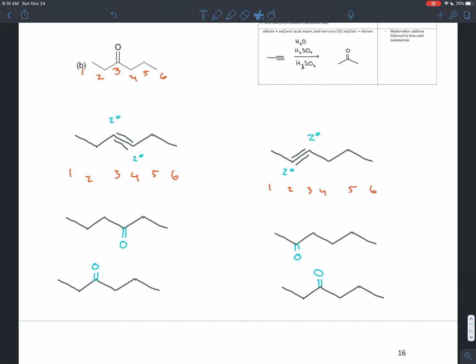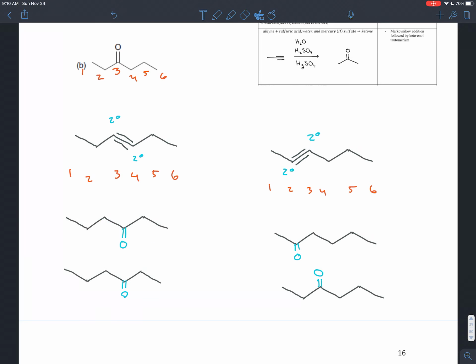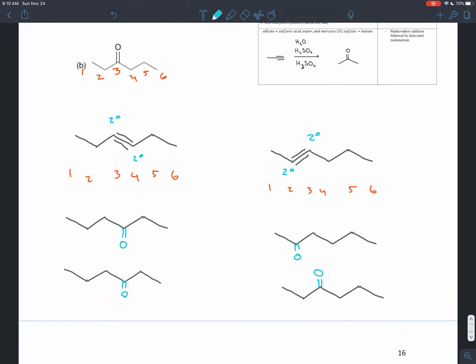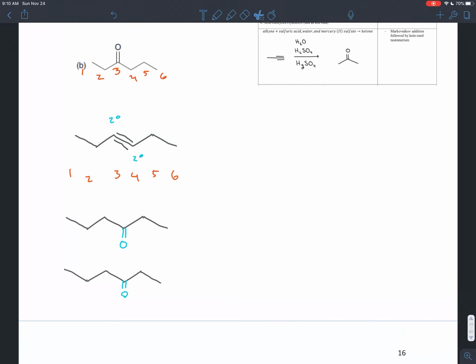But notice that in this other example, these are actually the same molecule, because our original alkyne was symmetrical. And so we would want to use this alkyne to make this ketone, because it will only give us one product. So we'll get a much more efficient reaction. Then with this one, we would get a mixture of products, which would be very inefficient. So I'm going to get rid of those. And this is going to be our alkyne that we want.